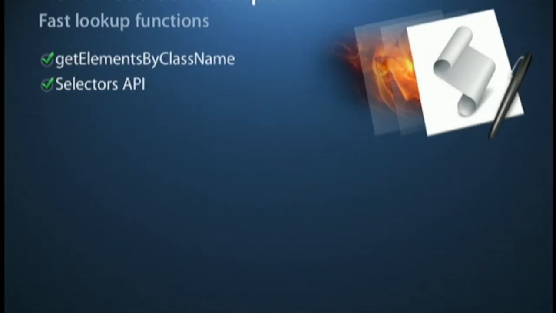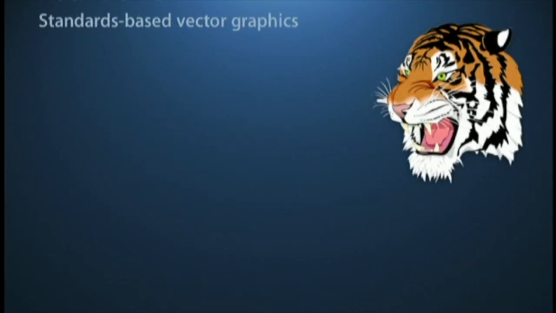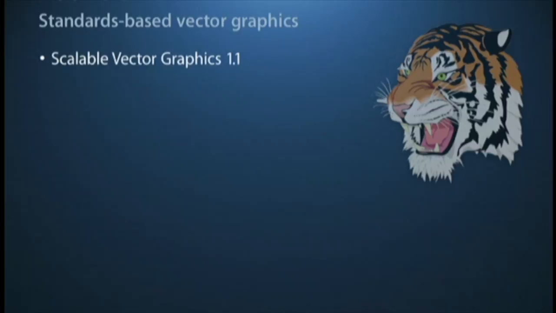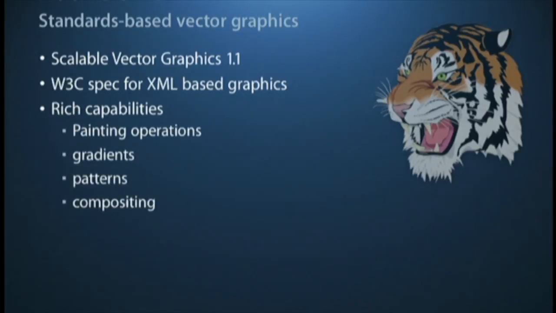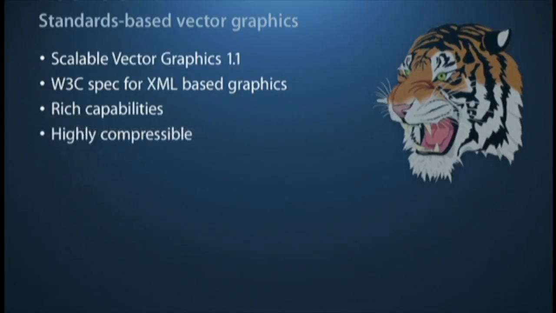Now let's take a look at another standards-based feature we've added. With the release of the iPhone SDK, Safari and iPhone now natively support SVG. It's version 1.1, and it's the W3C standard for vector graphics. And it's incredibly rich, supporting painting operations, gradients, patterns, compositing, animation, and so much more. It's a very rich specification.